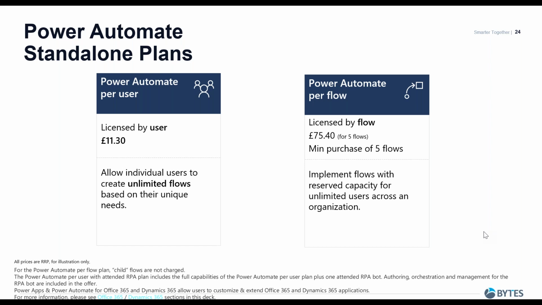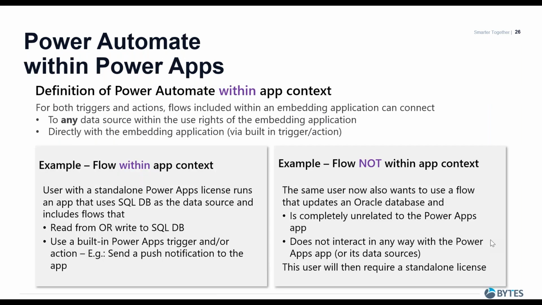Another option is to license on a per user basis. In that case, we're going to license the user to access an unlimited number of flows. Another thing to note is that you do not need to license Power Automate flows that are within Power Apps. So if we have a Power Apps application that calls onto a flow, that flow does not need to be licensed. It comes as part of the Power Apps licensing. So when you buy Power Apps, it includes flows within that Power App application.